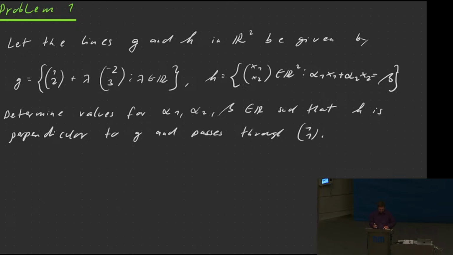And H is defined in a totally different way. It's a solution of a system of one linear equation. And your task is to determine the coefficients on the right-hand side. Now, if you look at that, you could also write that as the scalar product of the vectors alpha and x, right? Alpha 1, alpha 2. Scalar product with x1, x2 equals beta. So geometrically, that means the scalar product between those two lines is determined by this equation.